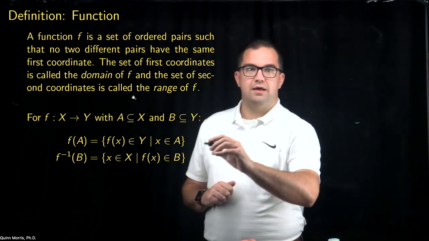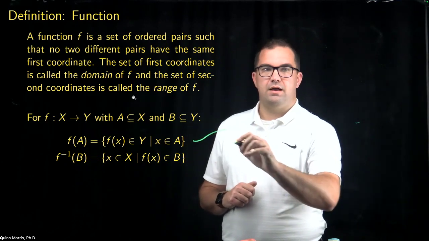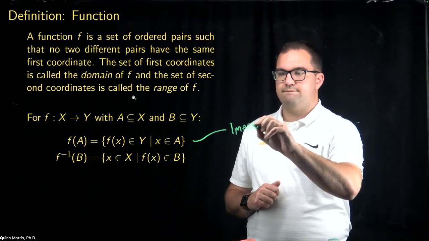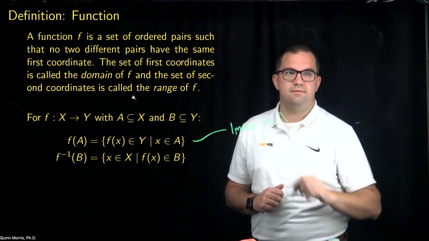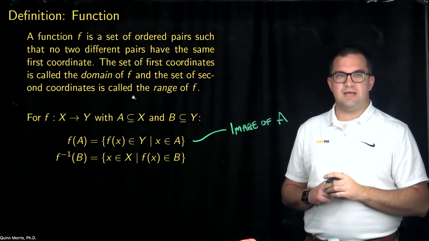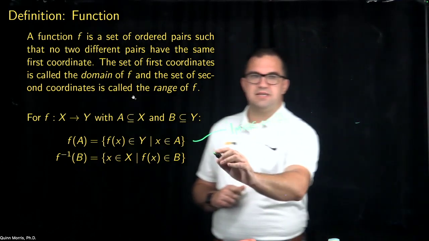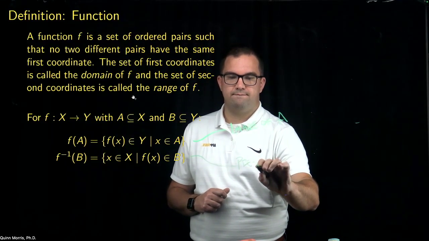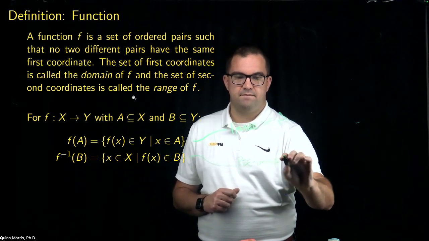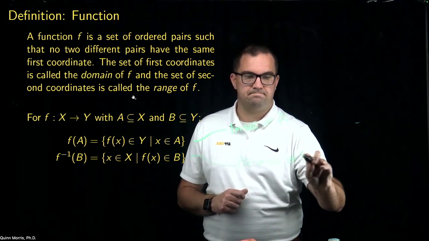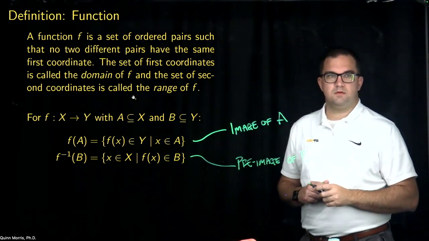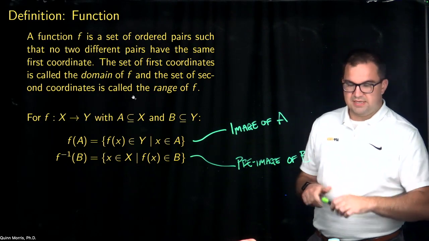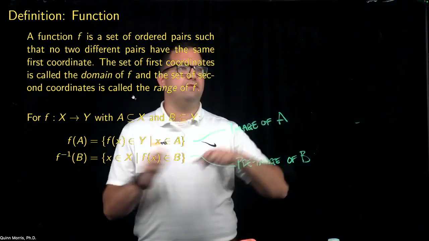additional sets. This set here is actually what we would refer to as the image of A. Okay, so that first set is the image of A. This second set here would be the pre-image of B. Okay, so these do have names. They are the image of A and the pre-image of B. And to see what they're doing, let's think about this a little bit visually.